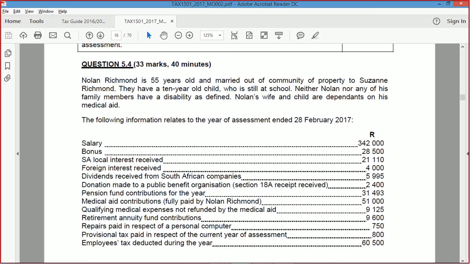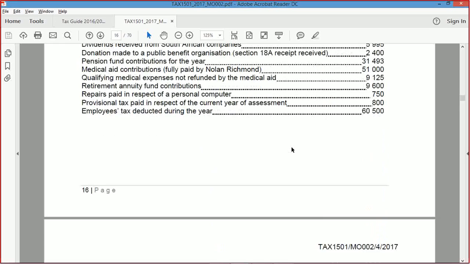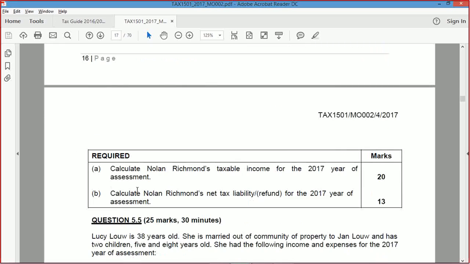When you get a question like this, what must you always do initially? First thing. What's good exam technique? Always get the formats. And where do I get the formats? The gross income, the deductions. Yes, from the required.